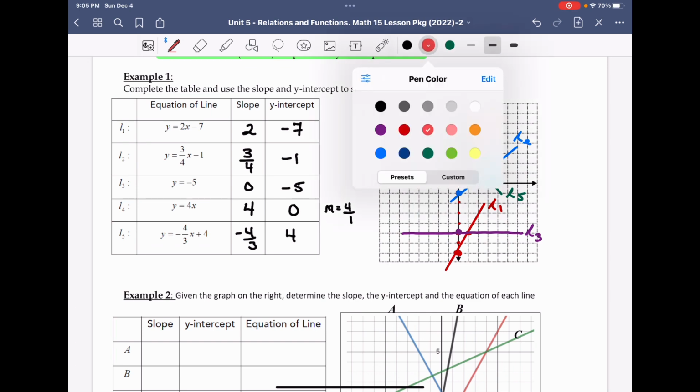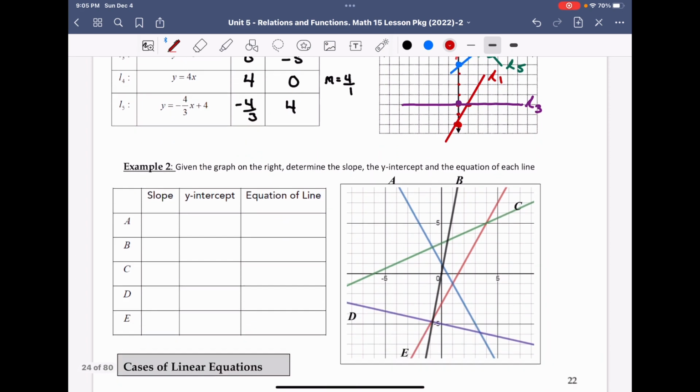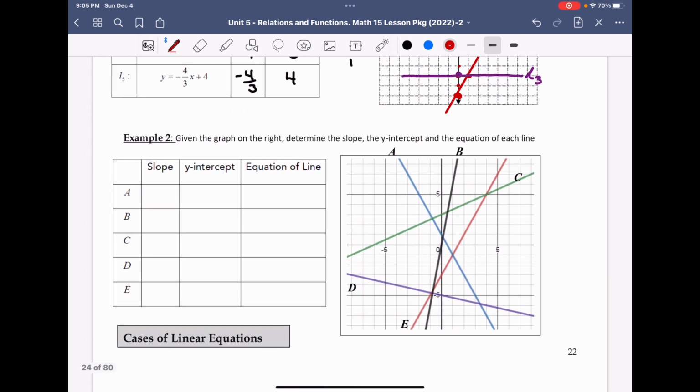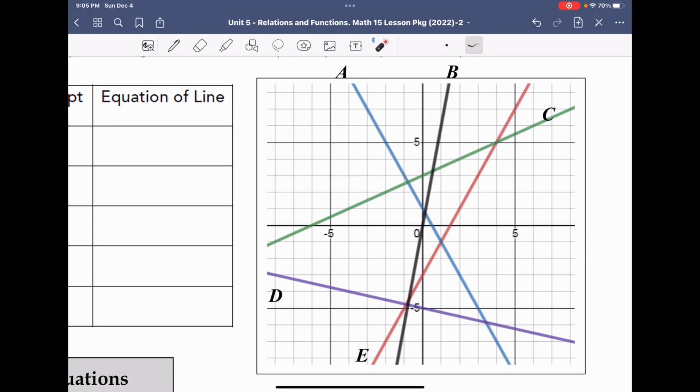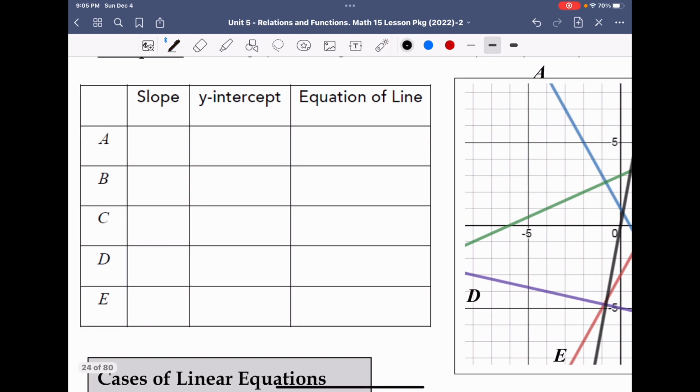Now, if we move on to example 2, our problem is going to be just slightly different here. Now they're going to give us the graphs and then say, if we're given the graphs, now what is the slope, y-intercept, and the equations? So starting with A, we look for its y-intercept and see that it is at 1. So we're going to go over here and select a y-intercept of 1 for A.